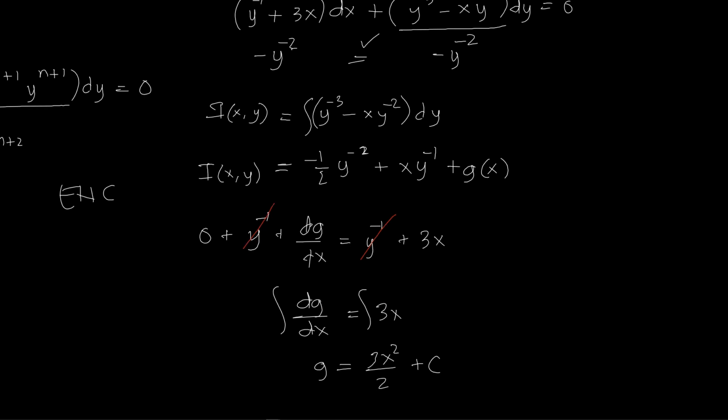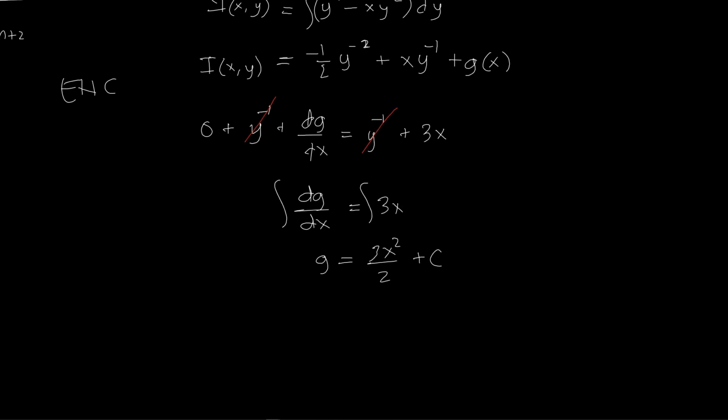Where do we put the g of x? We have negative 1 over 2y squared plus x over y plus 3x squared over 2 is equal to C.